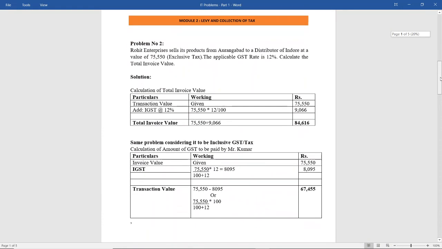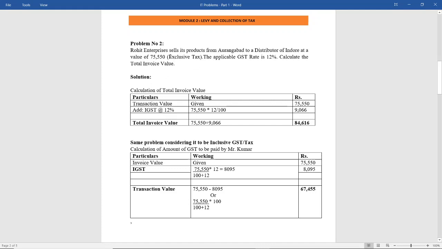Next, moving to problem number 2. Rohit Enterprises sells its products from Aurangabad to a distributor of Indore at a value of 75,550 exclusive of tax. Now, Rohit Enterprises is a seller from Aurangabad and he is selling to a distributor at Indore. Aurangabad belongs to the state of Maharashtra, Indore belongs to the state of Madhya Pradesh. These are two different states, so when the sale is taking place outside the state, you charge IGST.